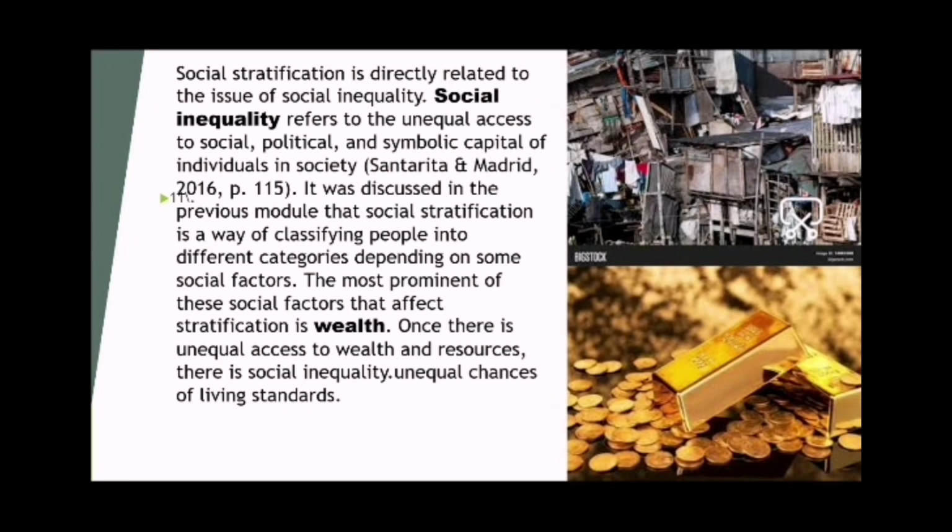So we can see in the picture the squatters area and the wealth, the gold, the symbol of rich people. The rich get more while the poor get less. The rich become richer and the poor become poorer. This is the scenario that our society is facing today. Those in the upper class will always enjoy the privileges and opportunities that life offers, while those in the lower class need to be contented with what they have. This heartbreaking scenario has always been the plight of the poor and the marginalized. Inequality exists in the society.